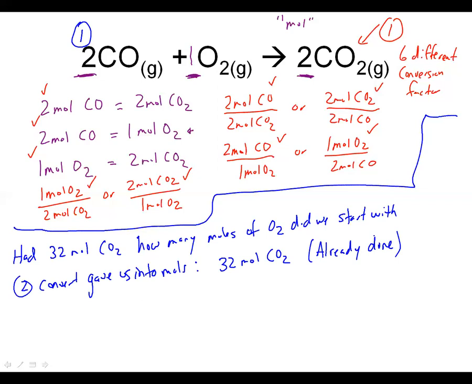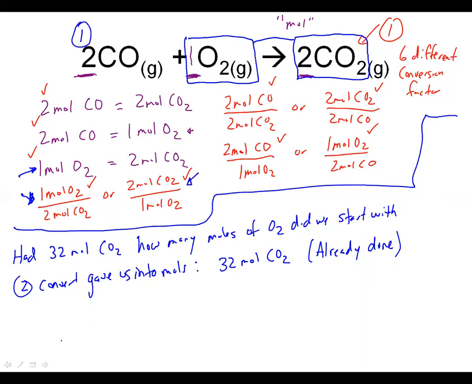Then the third step is we would want to go to the balanced equation and find the two things we're interested in. In this made up problem, we have the moles of CO2 given to us, and we're trying to figure out how much O2. So it is this relationship that we would want. And in that case, it is right here. And that gave us two conversion factors that we could use.